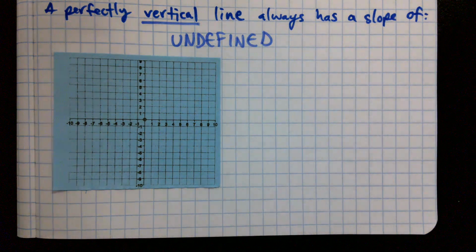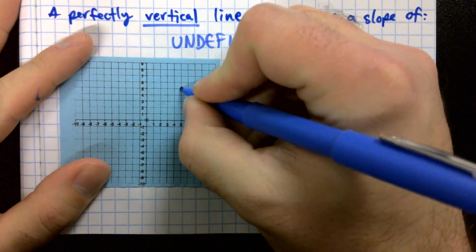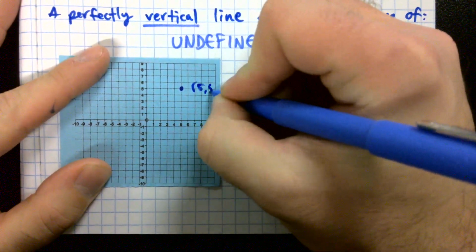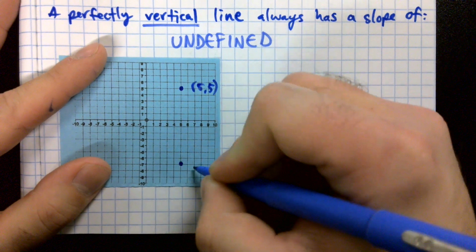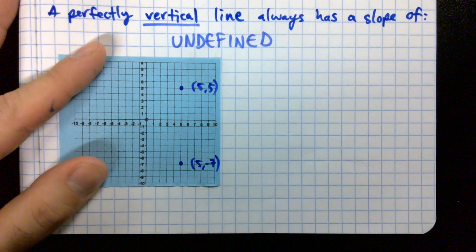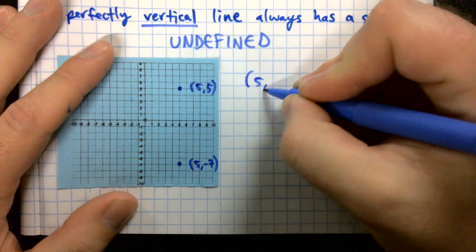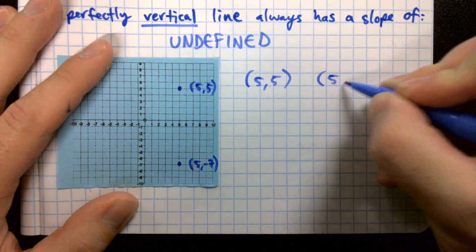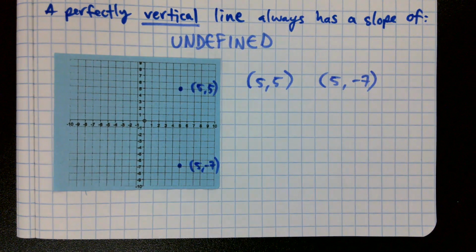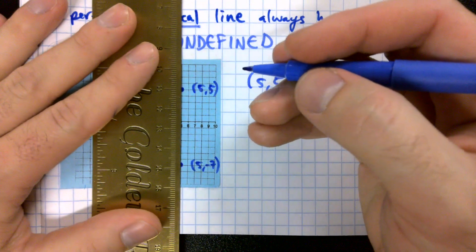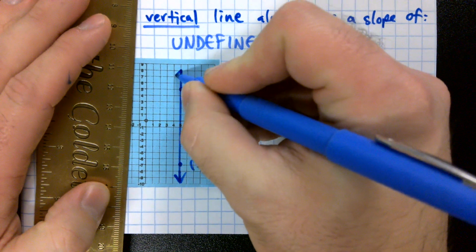And we're going to plot the points (5, 5) and (5, -7). Using our ruler, we're going to connect those points up. We should get a perfectly straight up and down vertical line, just like that.